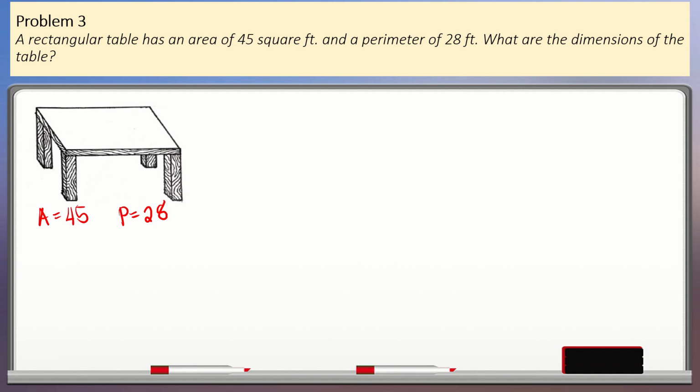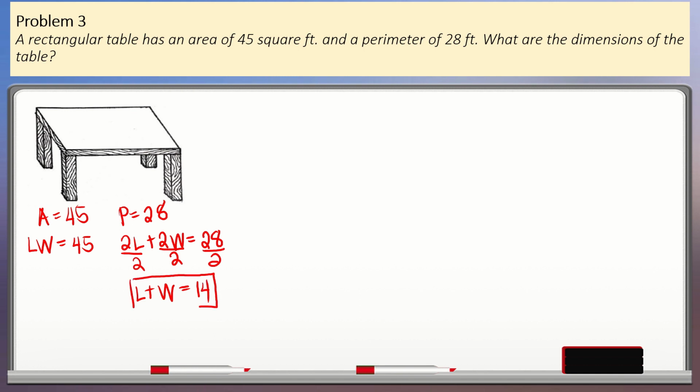First, we're going to determine how to solve for the area of a rectangle, and that is length times width is equal to 45. And for the perimeter, the formula is 2L, or twice the length, plus twice the width is equal to 28. Okay? Notice that we can still simplify the perimeter. We can divide all of this by 2. So we have L plus W is equal to 14.